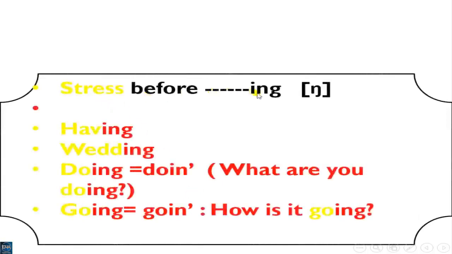Stress before the -ing sound, like having, wedding, doing. So stress the first part of the word, before the -ing. The -ing is not stressed, like doing. What are you doing? Going. How's it going? So we make the N and G together. Repeat after me: having, wedding, doing, going.